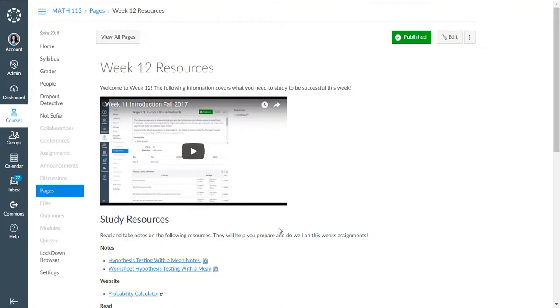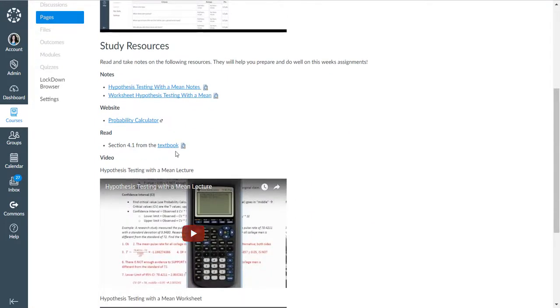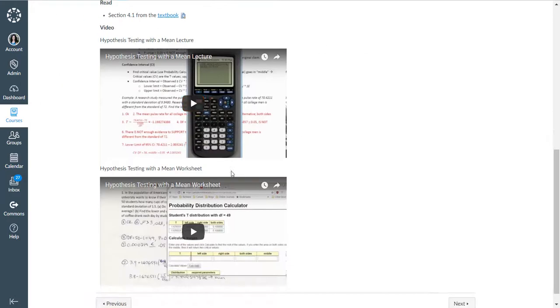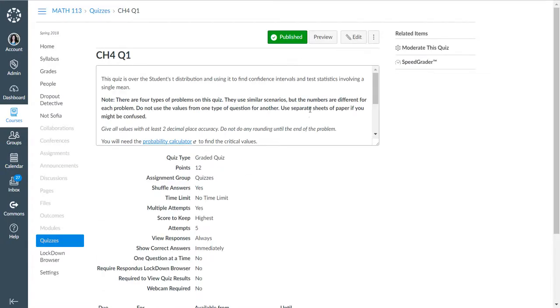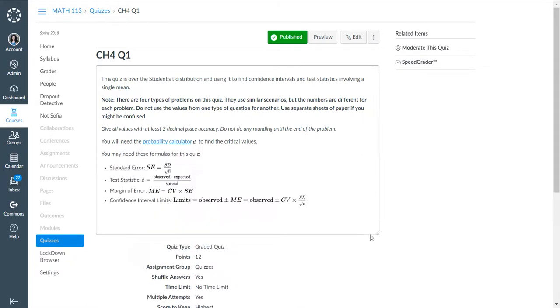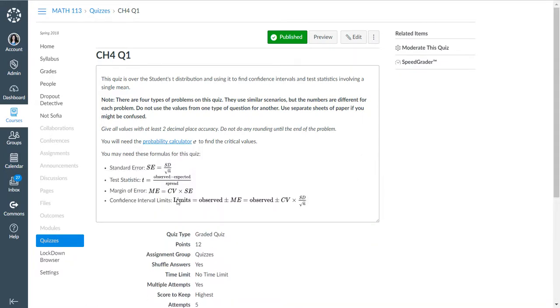Let's take a look. For your study resources, we've got the hypothesis testing with a mean notes and worksheet for hypothesis testing with a mean. This is the quiz material right here, including the probability calculator. You are definitely going to want to hit these. This is some actual math. We're working on critical values and confidence intervals, and this is everything you need for this quiz. Here are the formulas. You need the probability calculator.